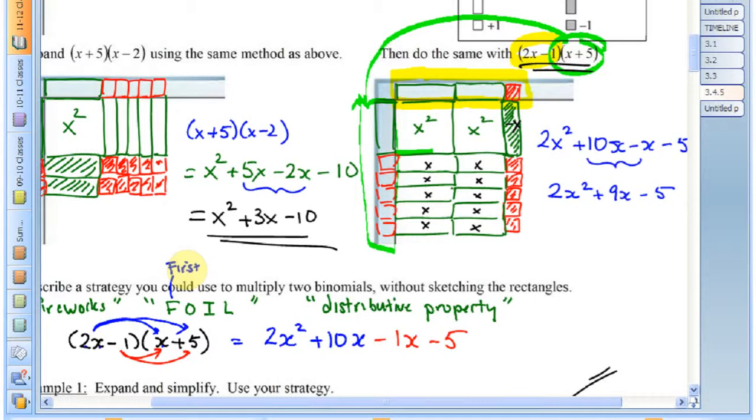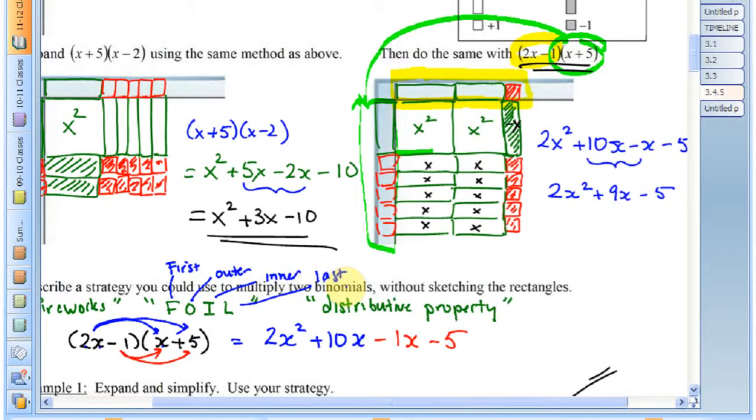How about the O? O stands for outer. So now I want you to take the outside terms. That's the 2x and the 5. Multiply them together to give you 10x. And then I stands for the inner. So take the two terms on the inside, which is the negative 1 and the x, and multiply them together. And what does L stand for? That's last. Good. And that's just negative 1 times 5, negative 5.